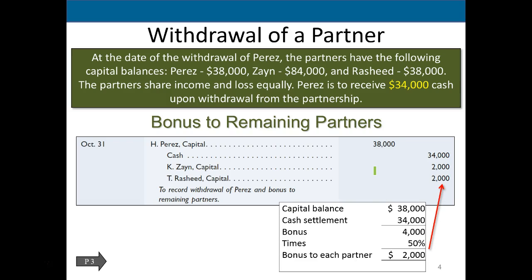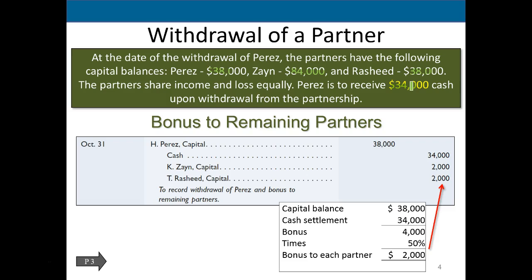All right, next scenario. At the date of the withdrawal of Perez, the partners have the following capital balances. Once again, 38 for Perez, Zane 84, and Rashid 38. The partners share income and loss equally. Perez is to receive $34,000. So now the issue is the capital account is 38, and the partner is going to be paid out 34. So there's a difference there we're going to have to account for.